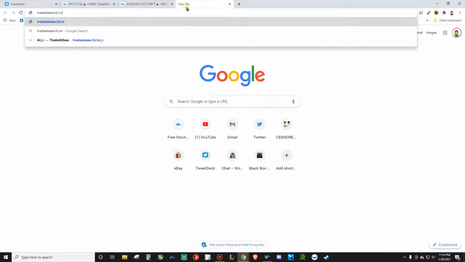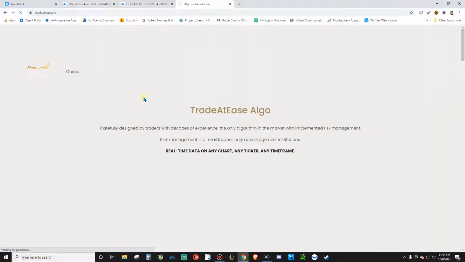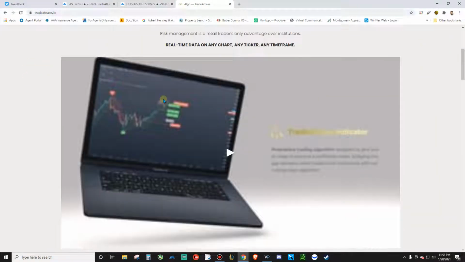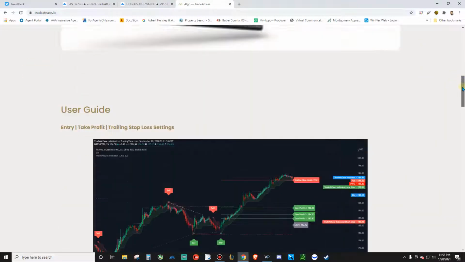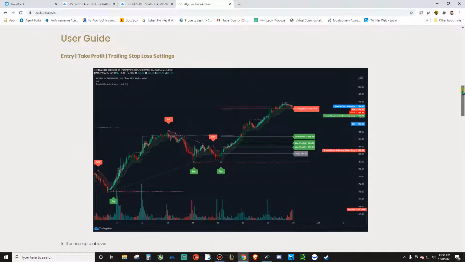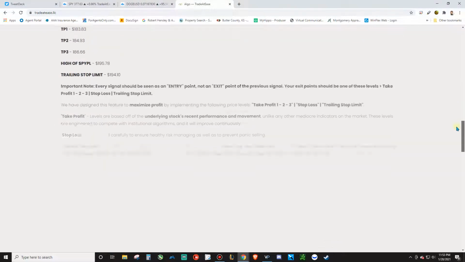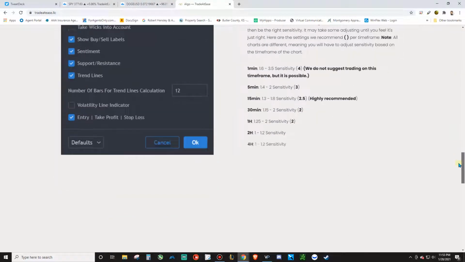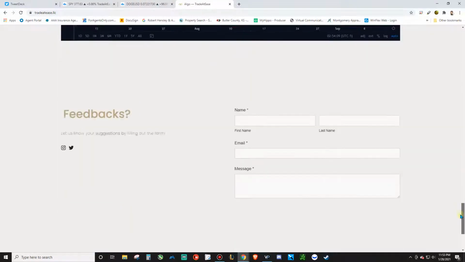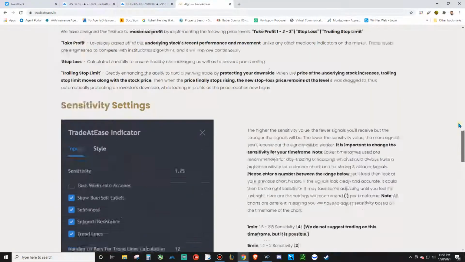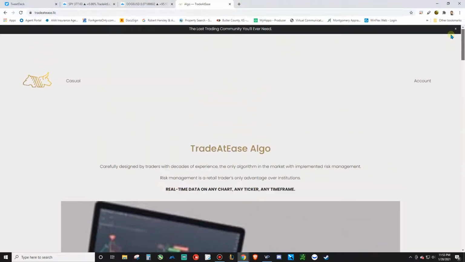First off, you want to read these instructions according to the Trade at Ease guys. They're very angry if you don't use this algo the way they want you to use it. But definitely follow these suggestions here. Let's see if they give us the link here to go to. They don't.